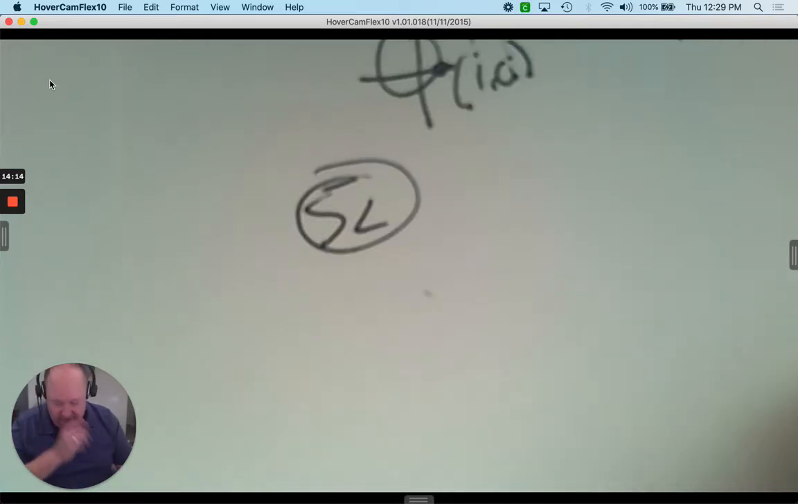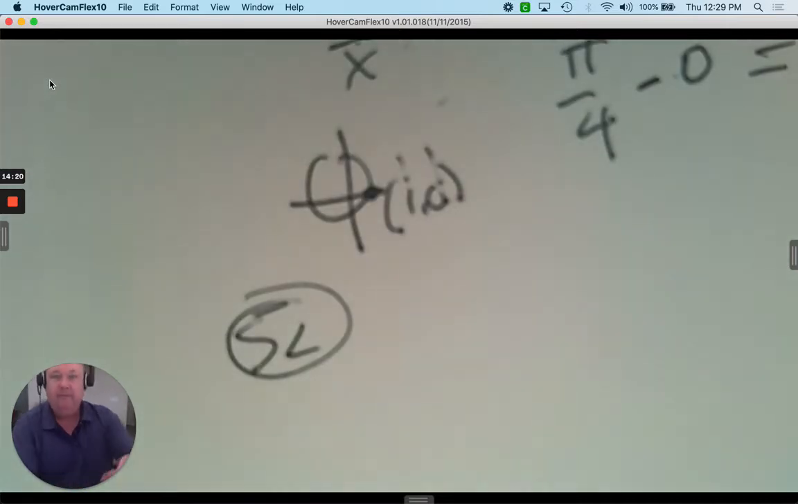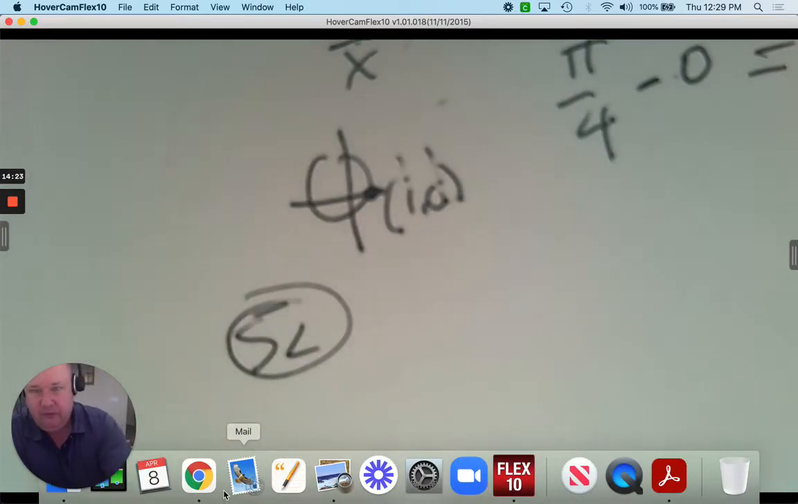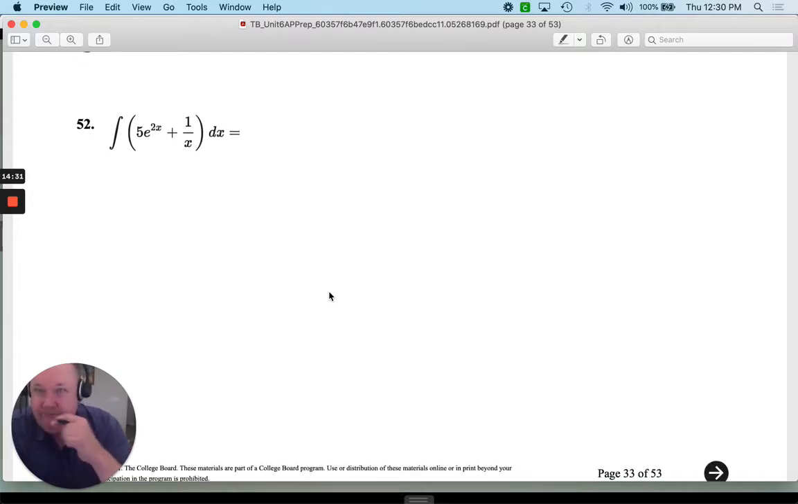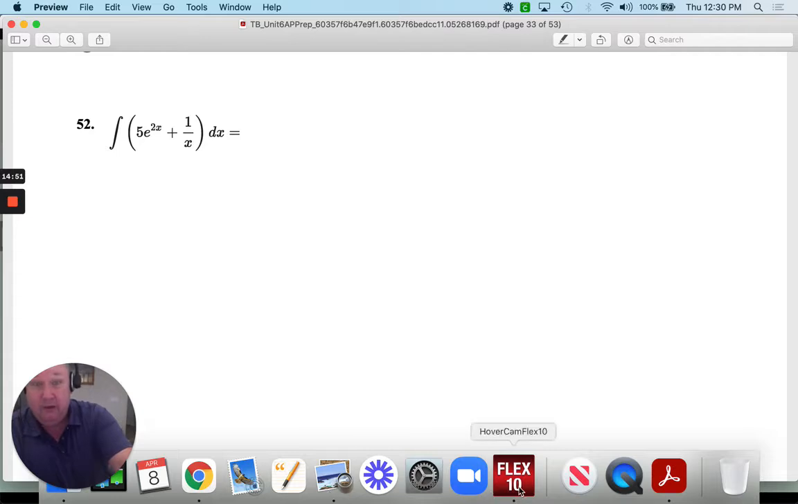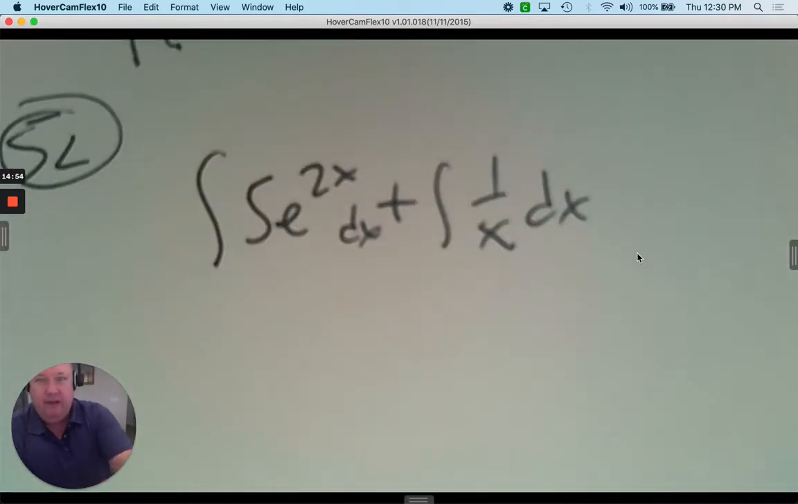In question number 52, once again, you look at it and then I'll look at it. We'll do it together. But first you need a moment. So press pause and look at it first, then press play. So the first thing I see is the adding. And when you're adding, you could just integrate each one separately. So I'm going to write it as 5e to the 2x plus, I'm going to integrate 1 over x dx. So I'm just going to write it as two different integrations like this, and then go from there.